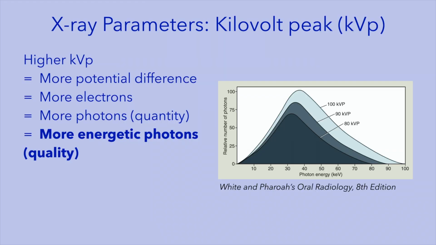The next parameter is the kilovolt peak, which reflects the potential difference between the anode and the cathode. Increasing the kVp increases the potential difference between the cathode and the anode, increasing the kinetic energy of the electrons as they move towards the target. The greater the energy of the electron, the greater the probability it will be converted into an X-ray photon at the target. Note that when you increase the kVp, you increase the number of photons generated, the mean energy of the photons, and the maximal energy of the photons. Thus, changing the kVp changes both the quantity of photons as well as the quality or energy of the photons.